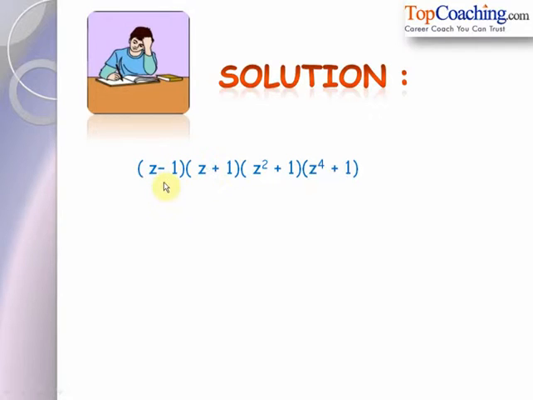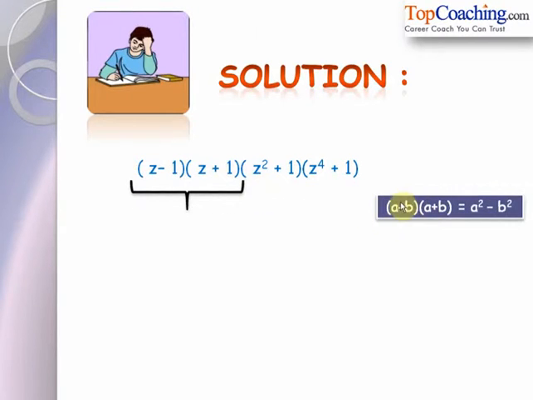Now what we do is we combine these two terms, z minus 1 and z plus 1. We know that (a minus b) into (a plus b) is equal to a square minus b square. This is similar to (z minus 1) into (z plus 1), where z is a and 1 is b. So when we combine them, what we get is z square minus 1. We keep these terms as it is. So z square minus 1 into (z square plus 1) into (z to the power of 4 plus 1).